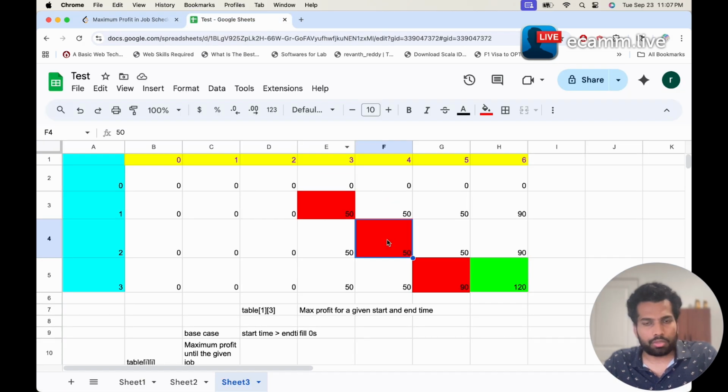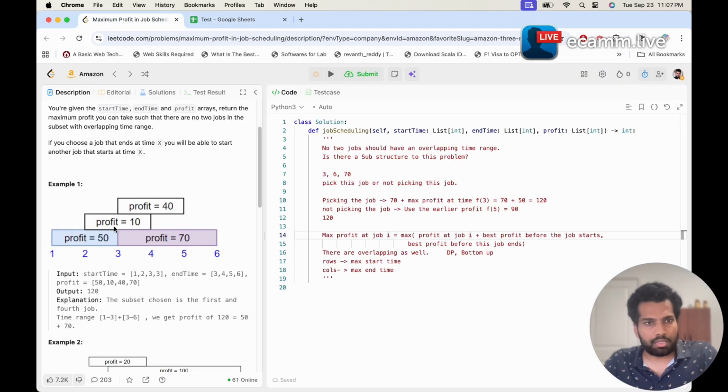So what do we do here? As I said, we have two choices. We either schedule the job or we do not schedule the job. If we choose to schedule the job, the profit is 10. So our equation here is, if we choose to schedule the job, it is 10 plus the best profit before the job starts. The best profit before the job starts is the profit at time 2.